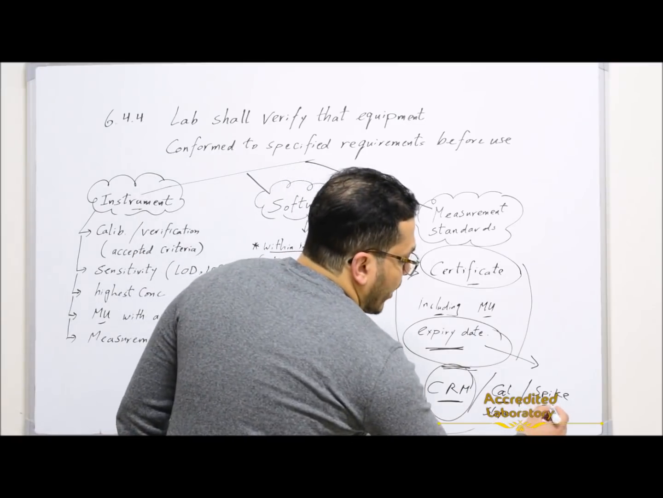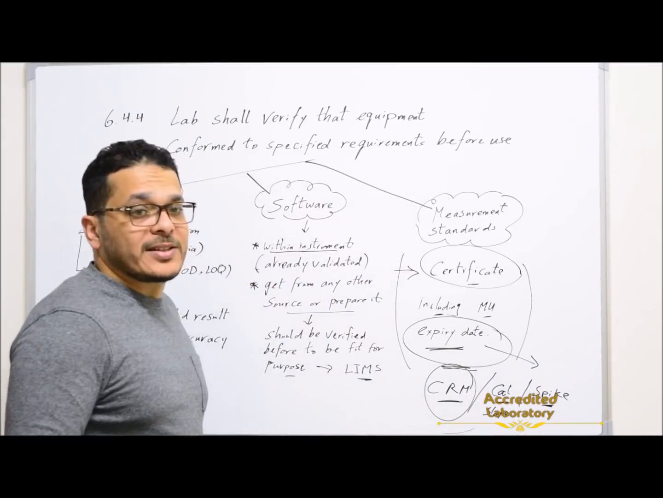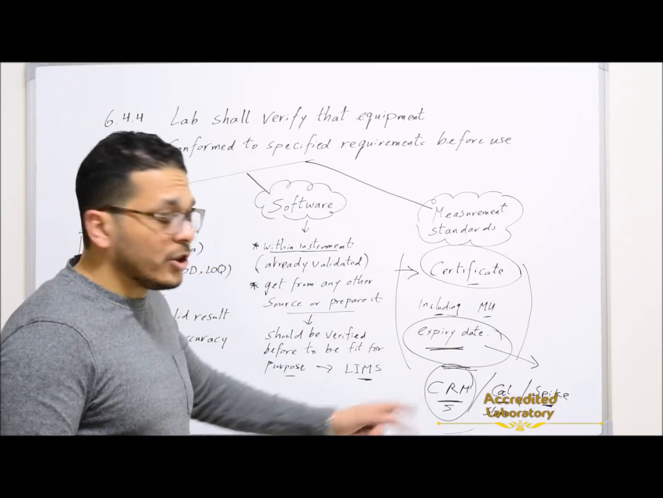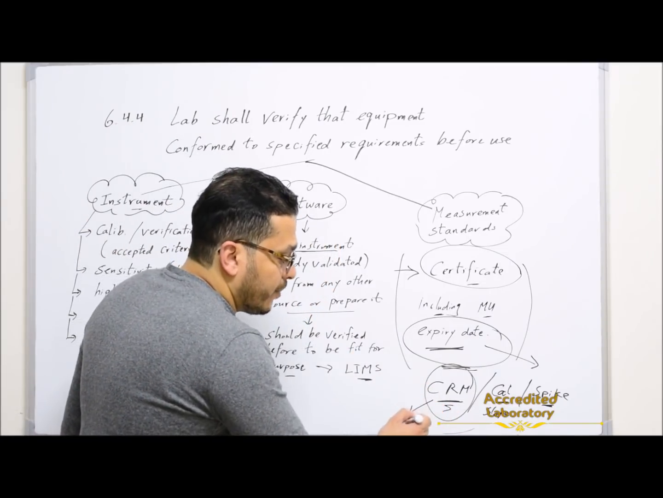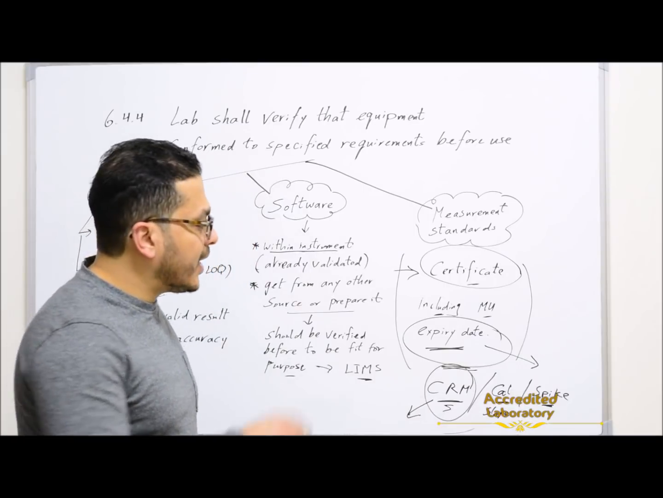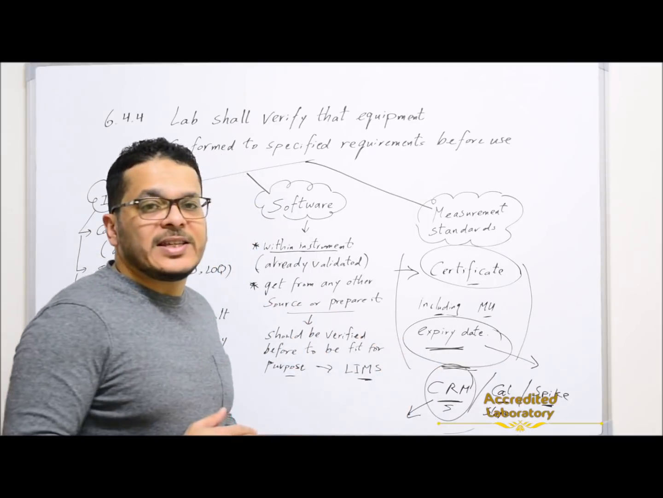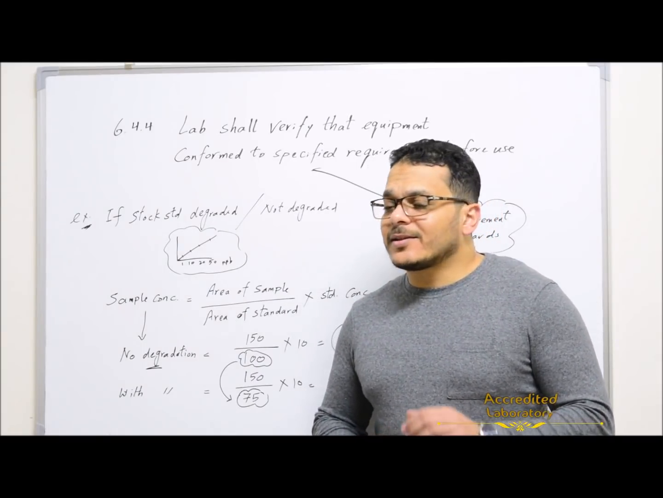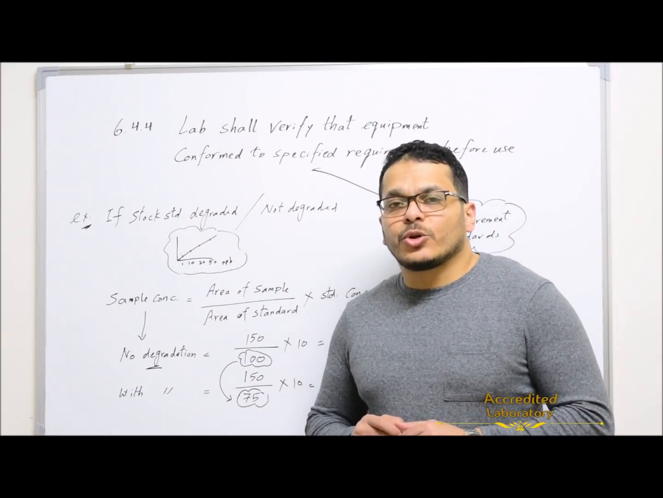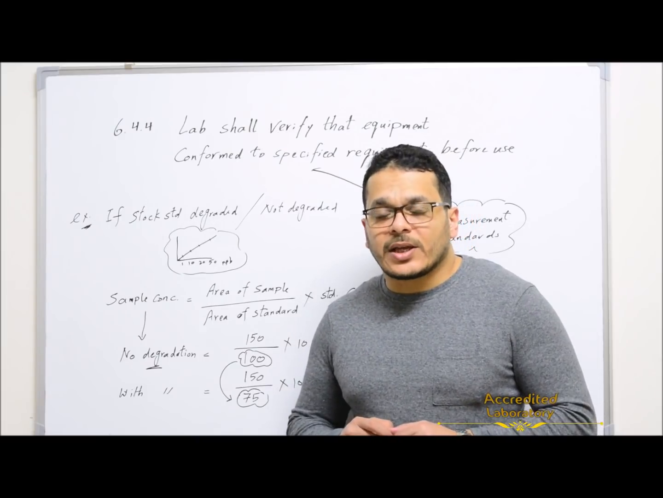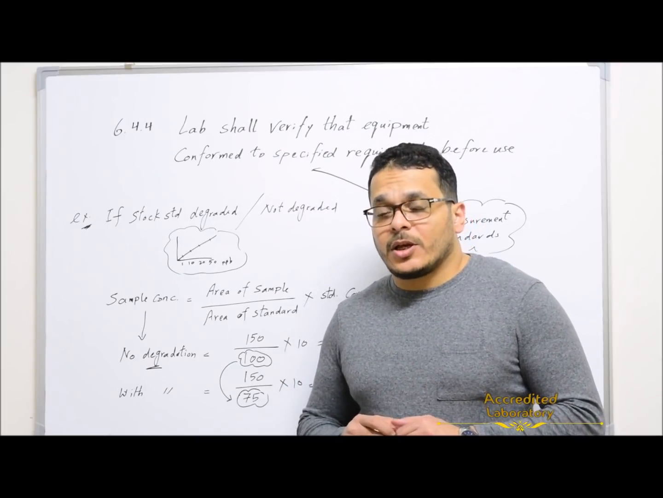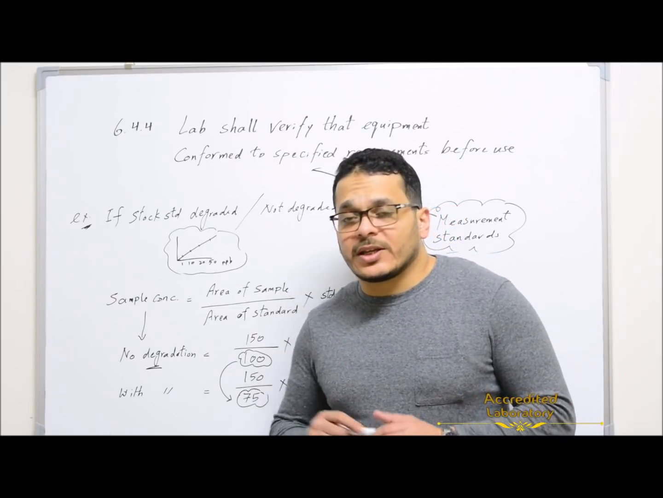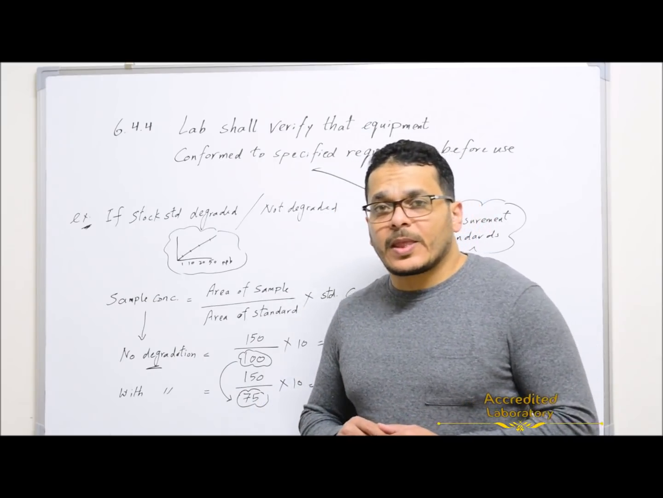Don't depend only on a spike sample or replicates, but depend on CRM. If you get accepted results according to the certificate from CRM or PT, in this case you can still use these standards. So verification of measurement standards is very important to ensure that your results are accurate and reliable, because the measurement standard has a major effect on the result of samples.